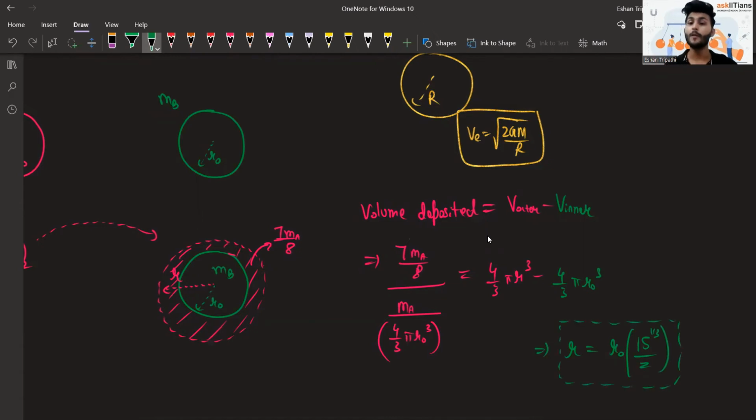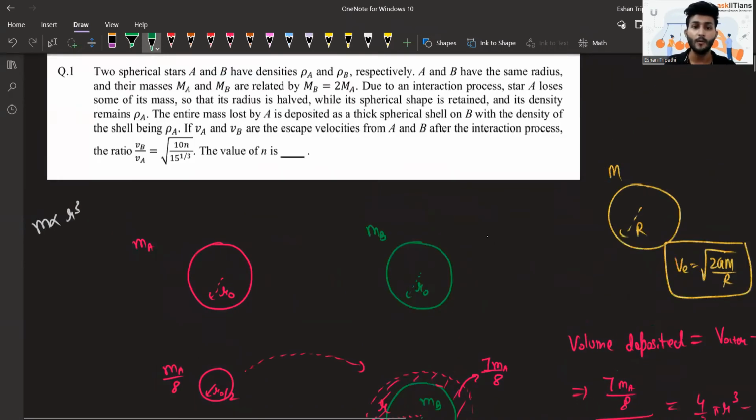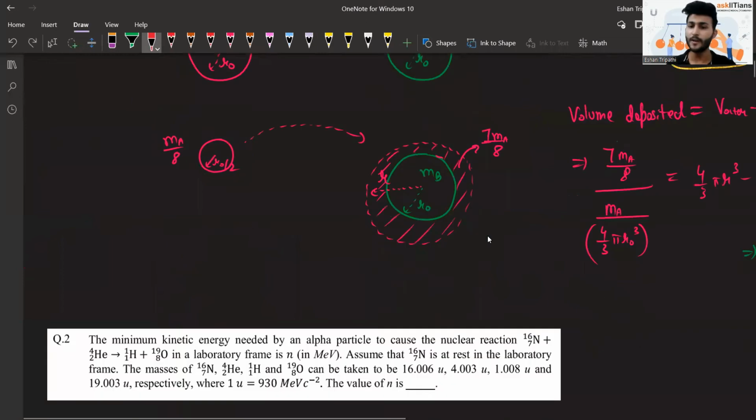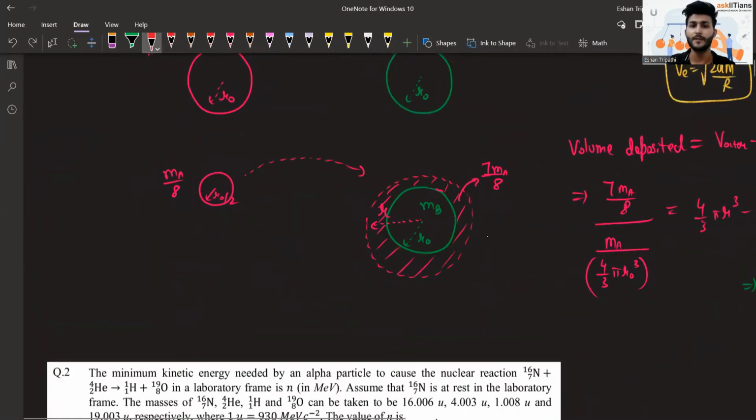Now in the question, originally we are asked what is the ratio of their escape velocities, VB by VA. So we'll have to individually find out the escape velocity of each of them. From the first case, the escape velocity is going to be, the formula is root 2GM by R, root 2G into mass of this, which is actually MA by 8, divided by its radius, which is R naught by 2.